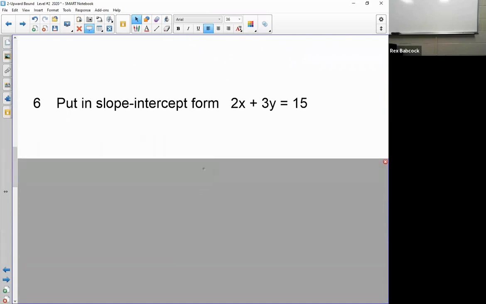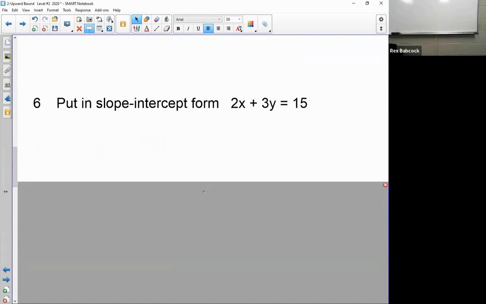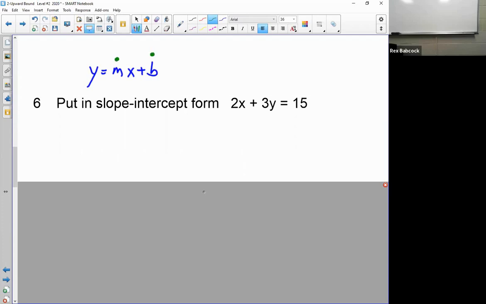Number 6, put in slope-intercept form. Well, slope-intercept form would be y equals slope times x plus b. And I would expect the green bullets to be numbers and for y to be by itself. Well, let's do that with this one right here.